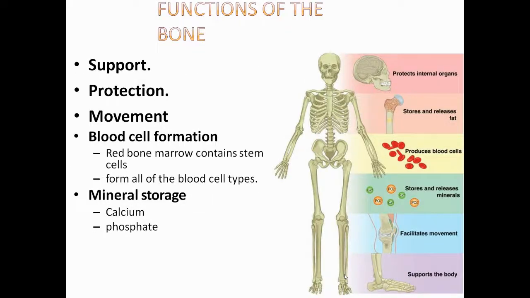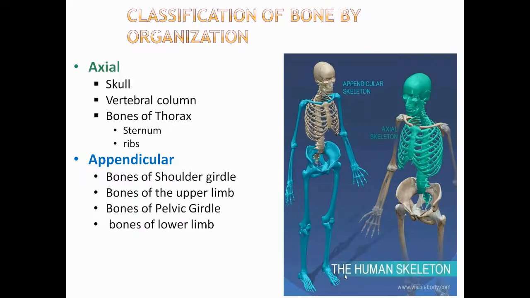The functions of the bone are support and protection. It provides movement, blood cell formation, and it is also a storage site for calcium and phosphate. Classification of bone by organization: we classify the whole skeletal system into two parts, axial skeleton and appendicular skeleton.